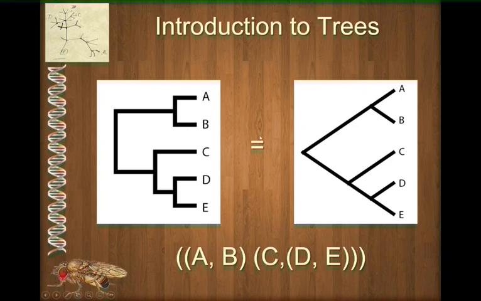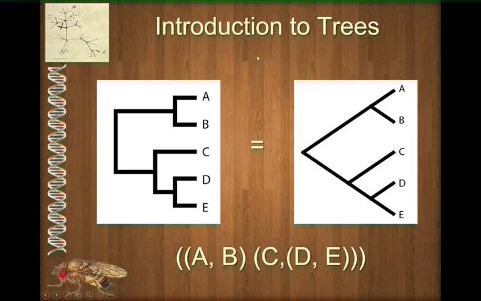For print, you'll see this. These are easier to draw by hand, and sometimes just stylistically people choose this. But this means the exact same thing as this. Okay, we have our species on the end. They have ancestral populations here representing where branches come together.